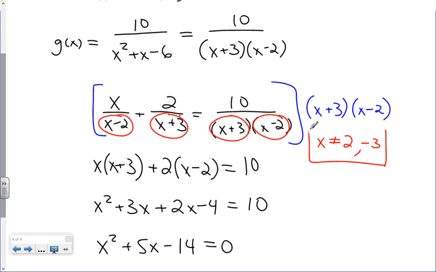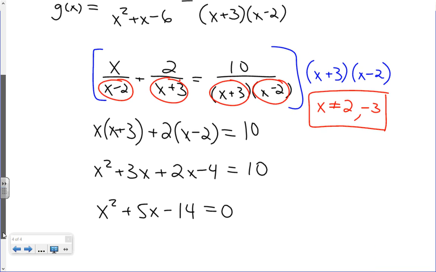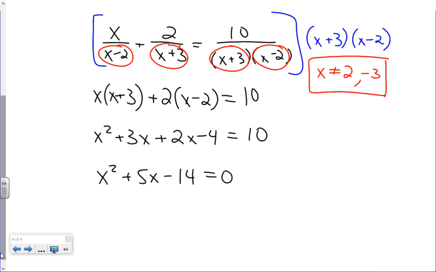Keep that domain in mind as you go through here, because the equation that I wrote down in the next step is not undefined at 2 and negative 3, but the original was.